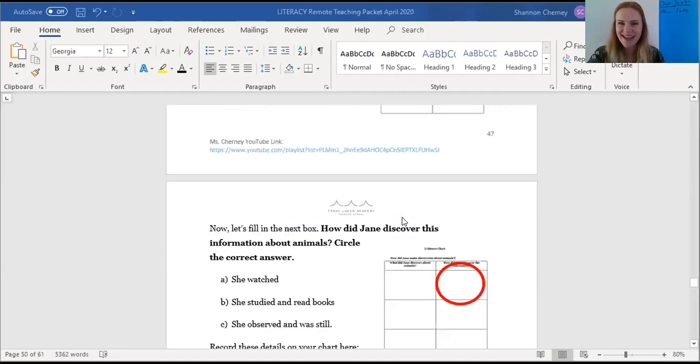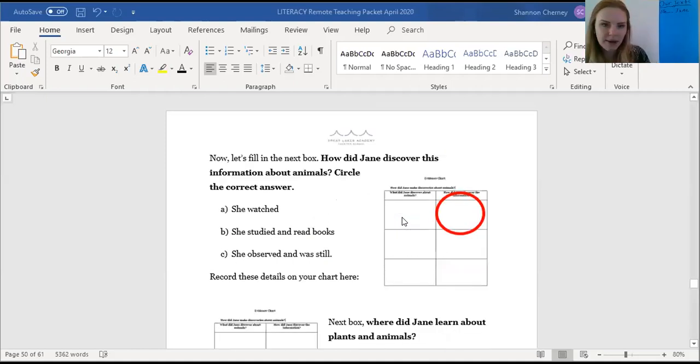Welcome back. Now the next thing we have to think about is how she discovered this information. What did she do? Did she watch? Did she study and read books? Or was she observing and very still? So your choices are, she watched, she studied and read books, and she observed and was still. So to find out how she did that, we're gonna go back to our text and look.